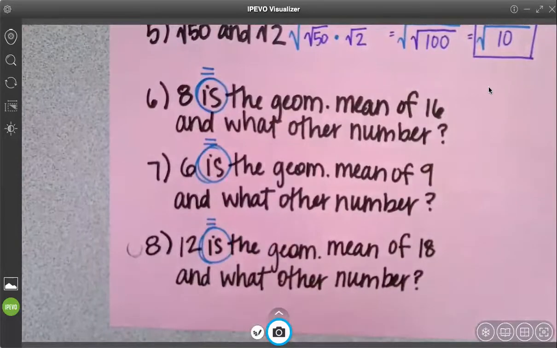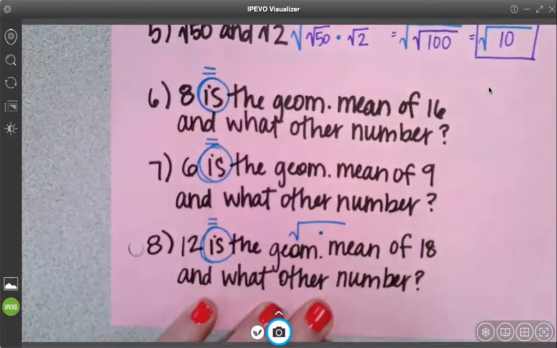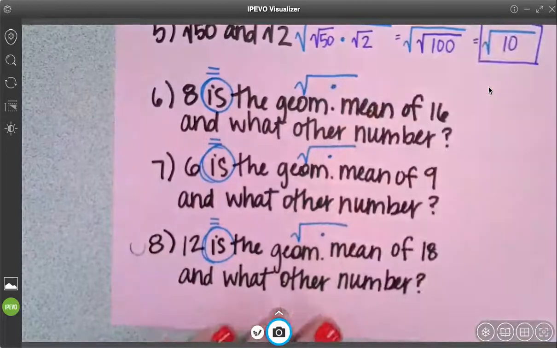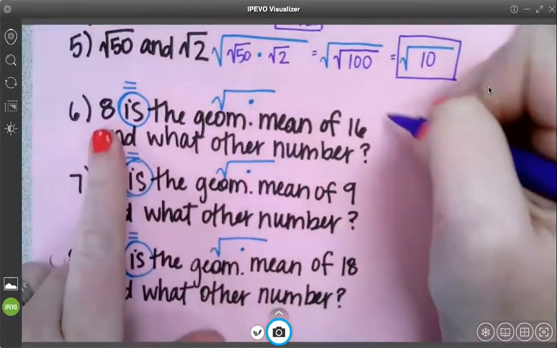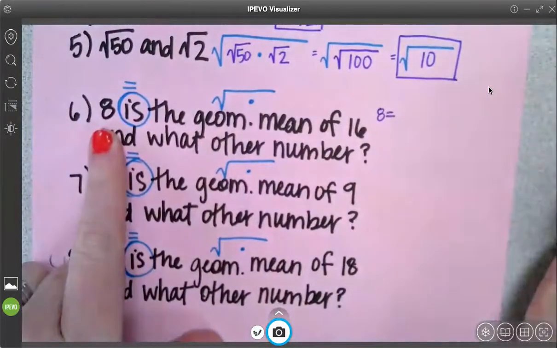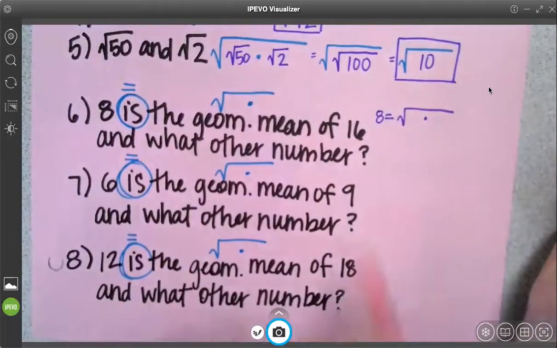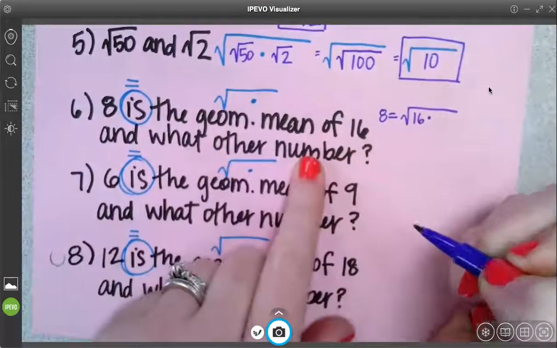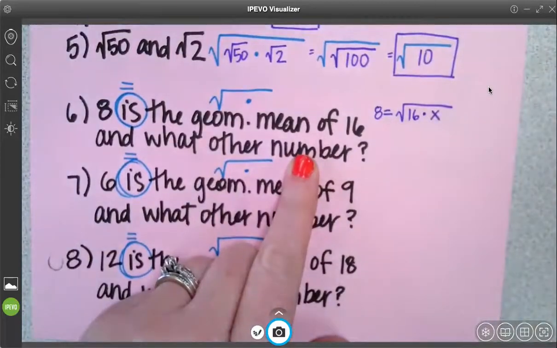Okay, and then you're going to have the geometric mean, that's your square root with a times under it. So this is how all of these are set up in this section. And anytime you see this wording, this is going to be how it's set up. You're going to set up, like in number 6, 8 is, or equals, the geometric mean of 16 and what other number? Well, this what other number, this is just going to be a variable. We don't know what the number is, so we need to put a placeholder in there. So I'm just going to stick an X in there.